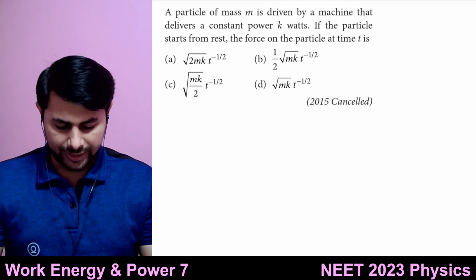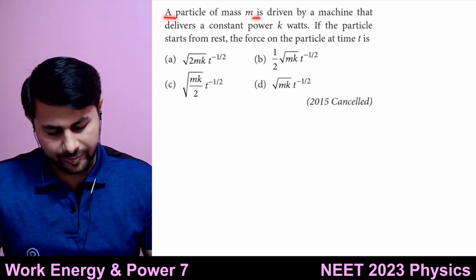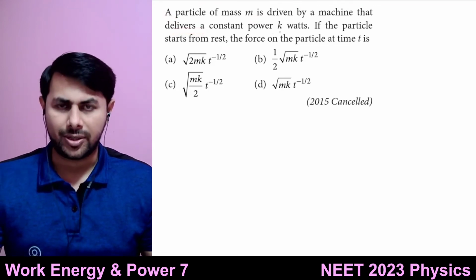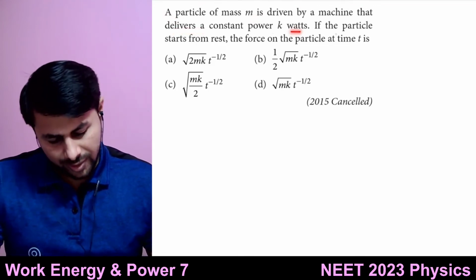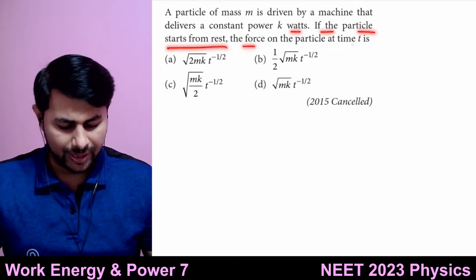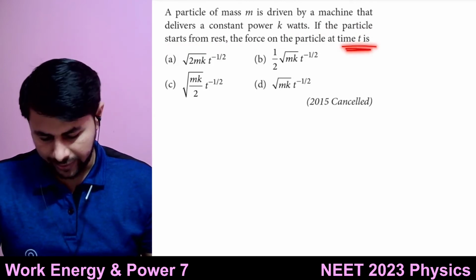So let's move on to the next question. A particle of mass m is driven by a machine that delivers a constant power k watts. If the particle starts from rest, the force on the particle at time t is. This is the question.